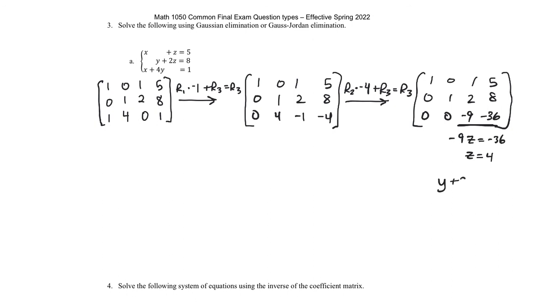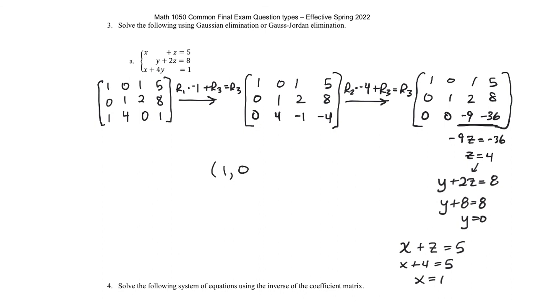Now that middle row, 0, 1, 2, 8, represents the equation 0x plus y plus 2z equals 8. And if we make that substitution there, 2z means 2 times 4, which is y plus 8 equals 8. So y equals 0. The top row represents the equation 1x plus 0y plus 1z equals 5. And if we plug in z equals 4, we get x plus 4 equals 5, or x equals 1. So the solution is x equals 1, y equals 0, z equals 4.